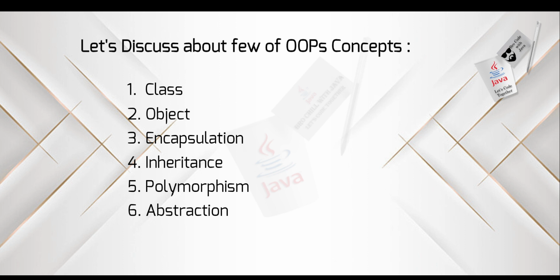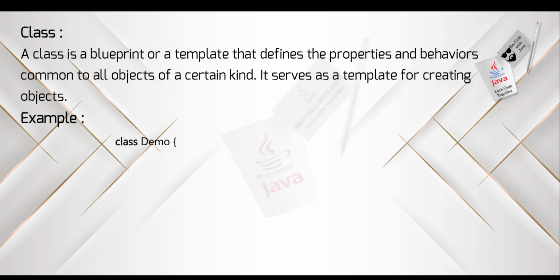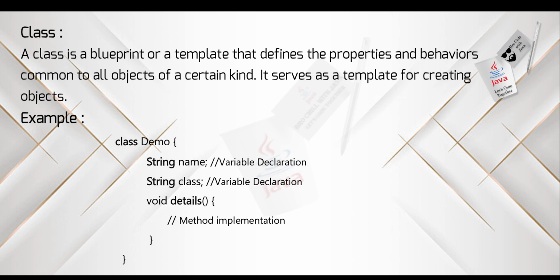6. Abstraction. Class. A class is a blueprint or a template that defines the properties and behaviors common to all objects of a certain kind. It serves as a template for creating objects. Example. Here the class name is demo and it consists of two variables declared, n, and one method, which needs implementation.